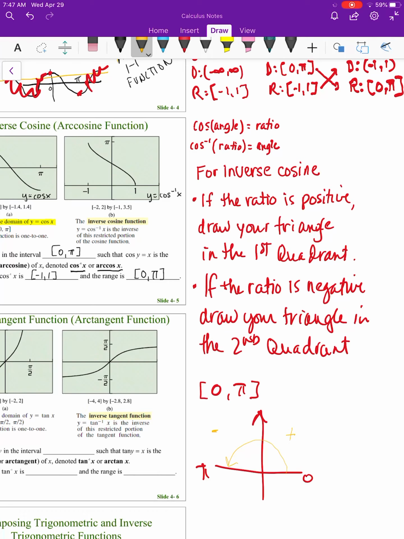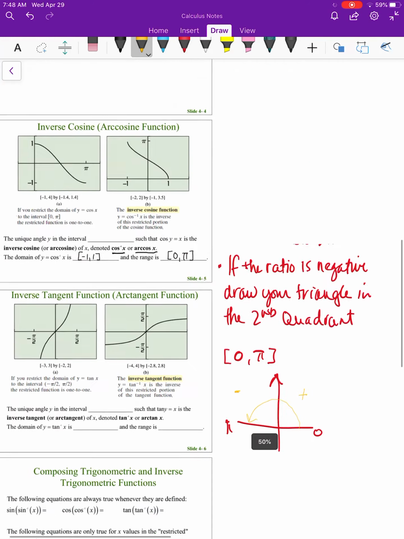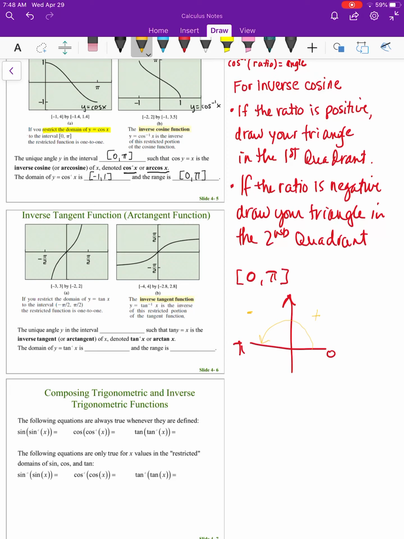Positive inverse cosine, negative inverse cosine. All of your answers will lie between 0 and pi. Okay? So it's different than inverse sine. All right. And then inverse tangent.